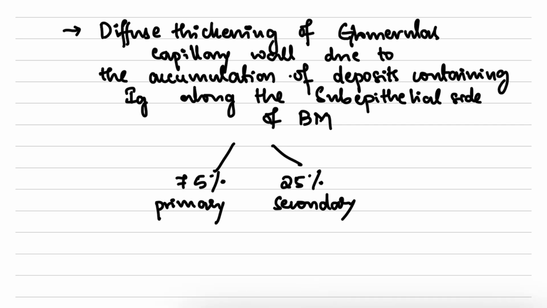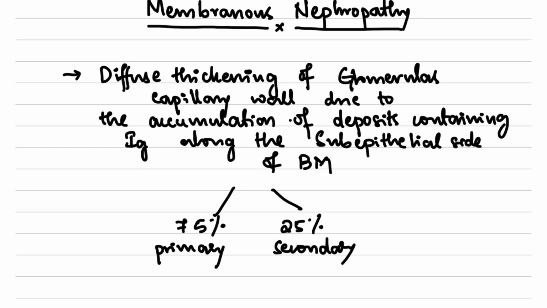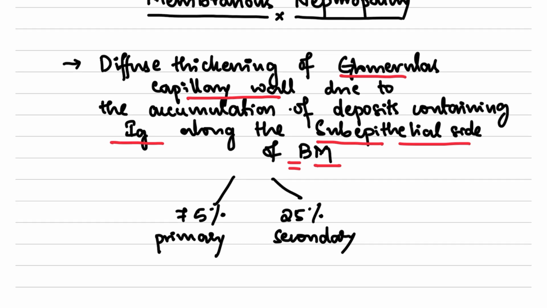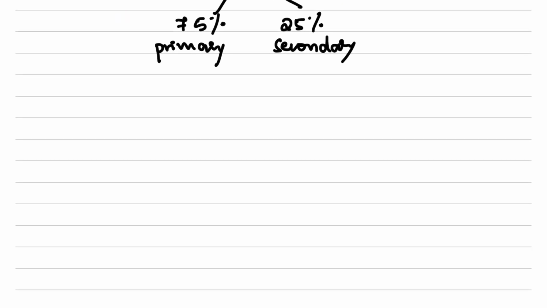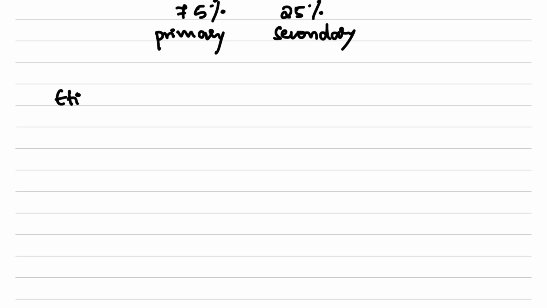Okay, let's go over the definition properly. In membranous nephropathy, there will be diffuse thickening of the glomerular capillary wall, and this is due to the accumulation of deposits containing the immunoglobulins, which are deposited along the subepithelial side of the basement membrane. 75% of the disease will be primary because of the glomerular capillary wall leakage. 25% of this disease will occur on the background of secondary causes. What will be the etiology of membranous nephropathy?